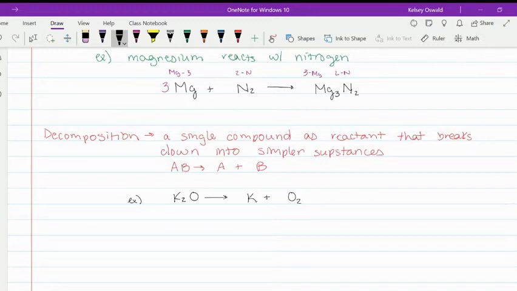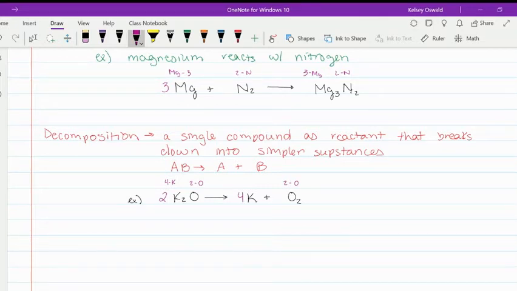Okay, so now to balance, we have 2 oxygens on our product side, which means we also need 2 oxygens on our reactant side. That means we are going to need 2 K2Os. So now if we have K2 2 times, that means we're going to have 4 potassiums. We also need 4 potassiums. Okay, so that was a nice example of a decomposition. You just have one compound with 2 individual elements that's then going to break up into those individual elements.